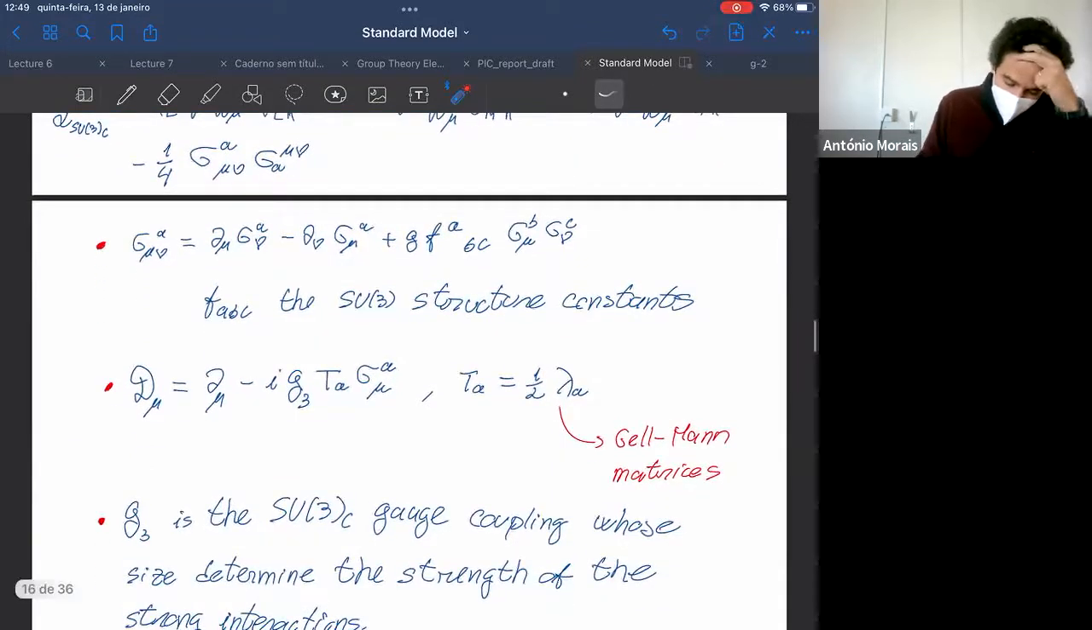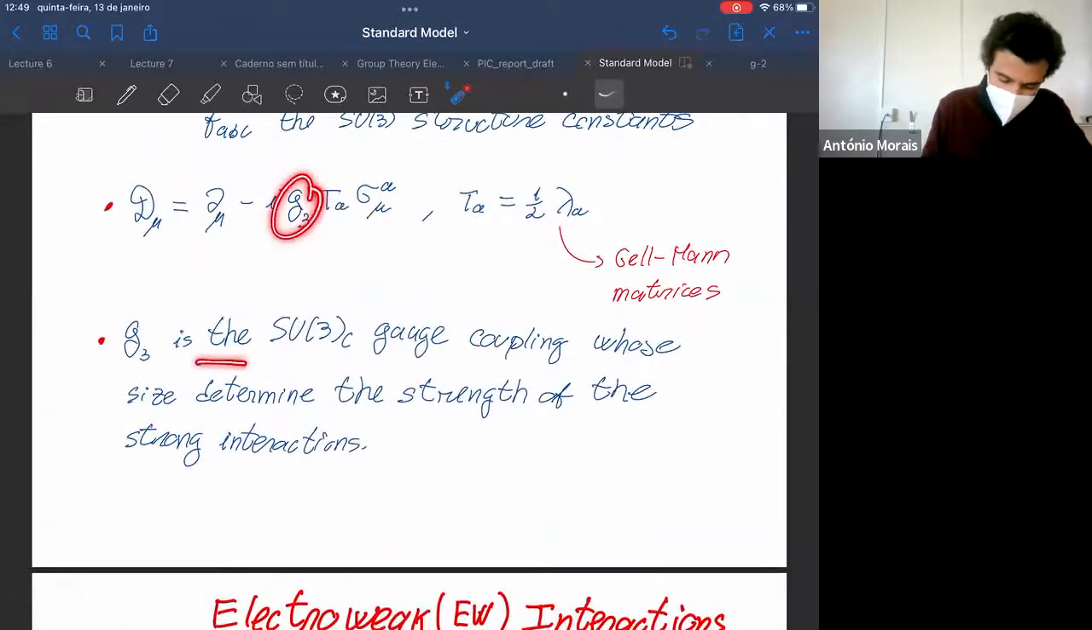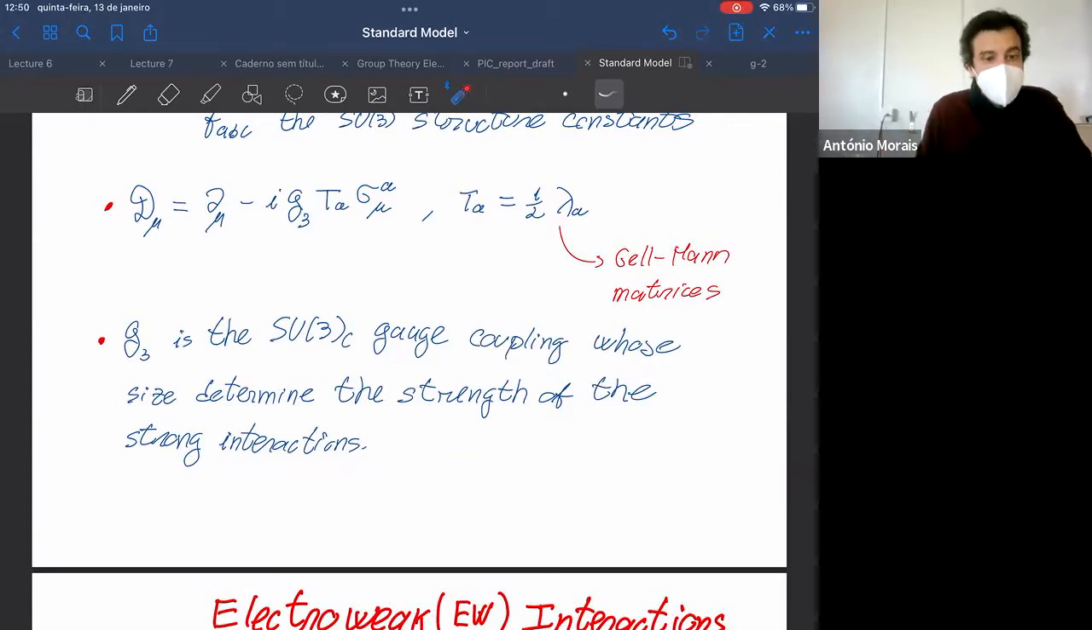The covariant derivative is now given in terms of this TA, and this TA is given in terms of the Gell-Mann matrices, in the same way that the TA of SU2 is given in terms of the Pauli matrices. And G3, of course, as I said, is the SU3 color gauge coupling. And the size, if this is large, but large in particle physics is like 1. If you go above that, you lose perturbativity. And in fact, this G grows to 1 point something or even more at very low energies, and the strong interaction becomes non-perturbative.